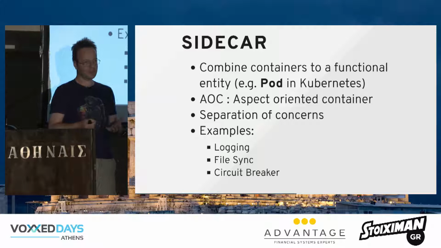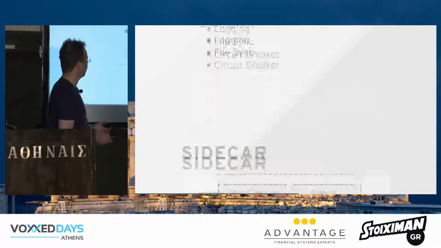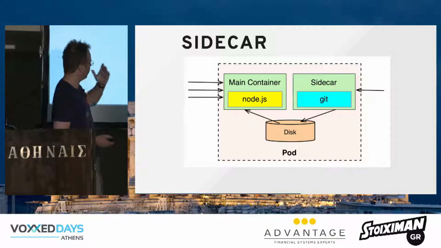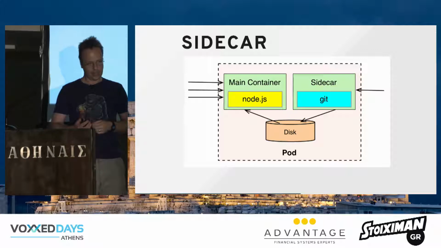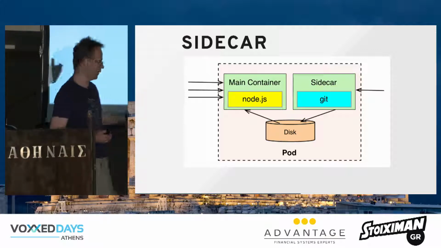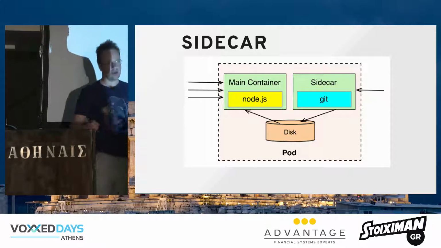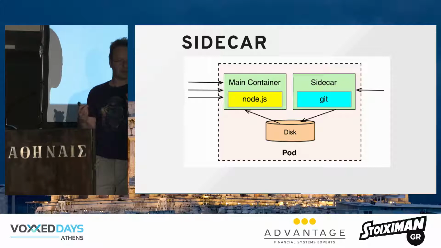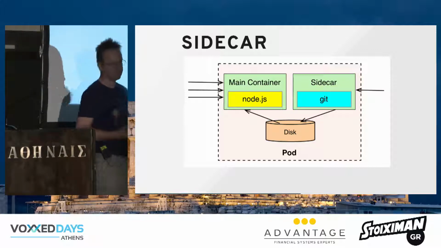The good thing is that you can separate the concerns, and one of the examples I show you on the next slide is, for example, if your main application is a Node.js based application maybe, and you serve some data, and you have your JavaScript files also in this main container, and they are stored on disk. Now what you want is that things get updated immediately if, for example, something changes on GitHub or on Git.